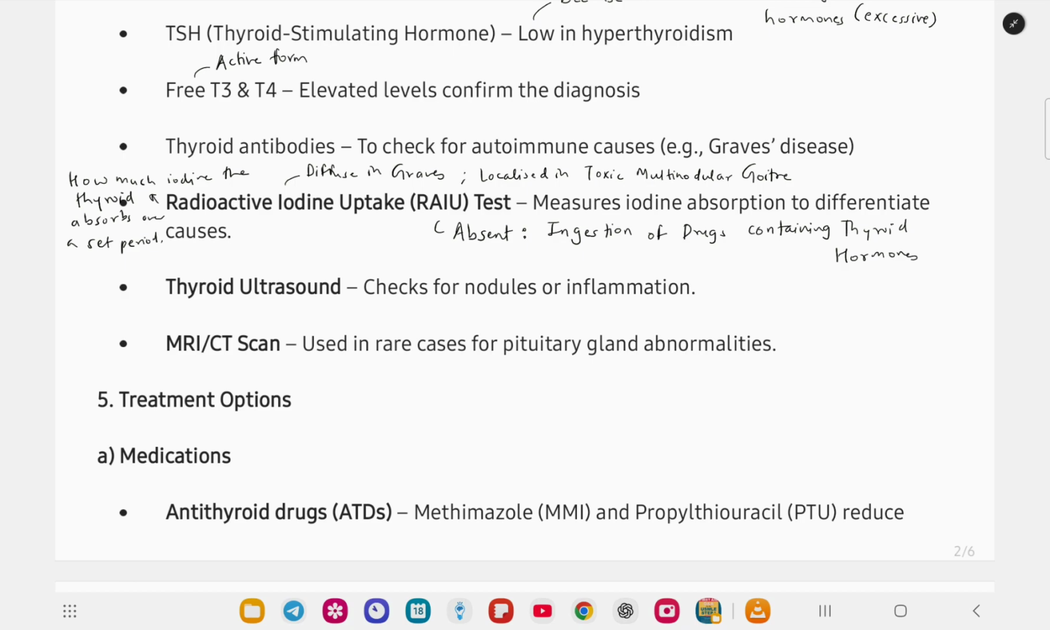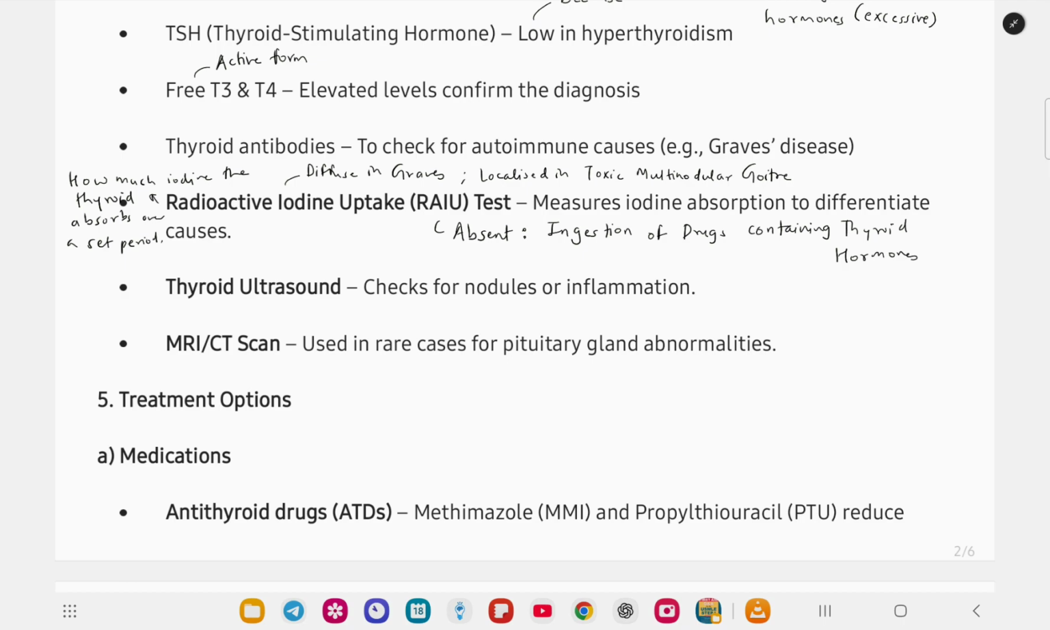While in toxic multinodular goiter, there are multiple nodules in the gland. Not every part of the gland has nodules. So radioactive iodine will be localized in a particular location in the gland. So it will be localized.